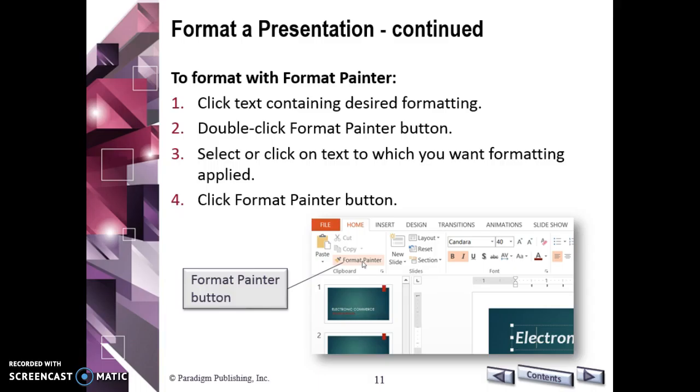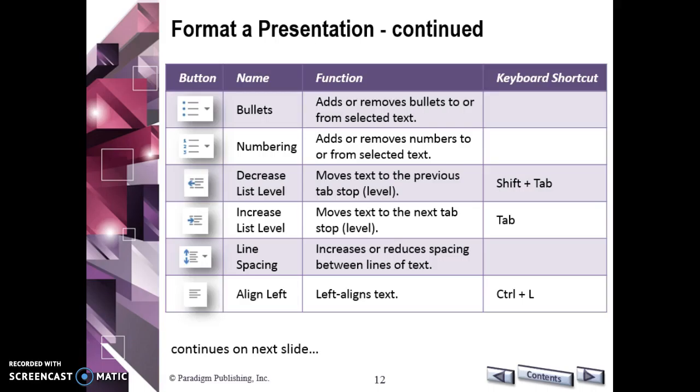Then there's also a way to just go through and change all kinds of things about it. Here's another table. What I want to point out to you is the decreased list level and the increased list level. If you've ever put a list in anything, whether it's a Word document, PowerPoint, whatever, and you want to pull something out or push it back in as far as your bullets go, this is a great way to do that. Decreasing the list level and increasing list level. So that's a real important one on this particular chapter.